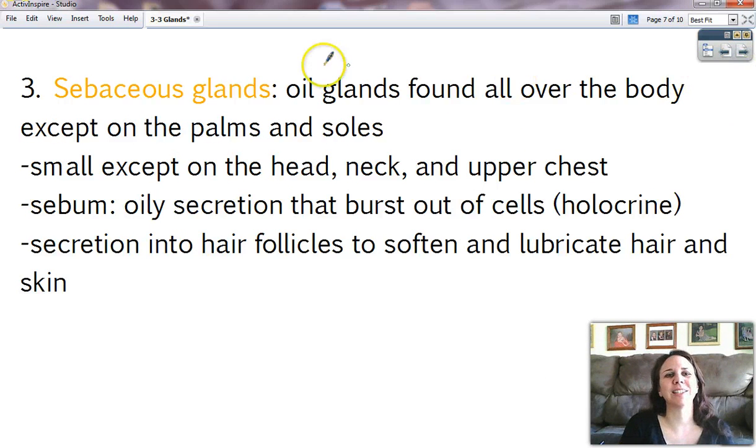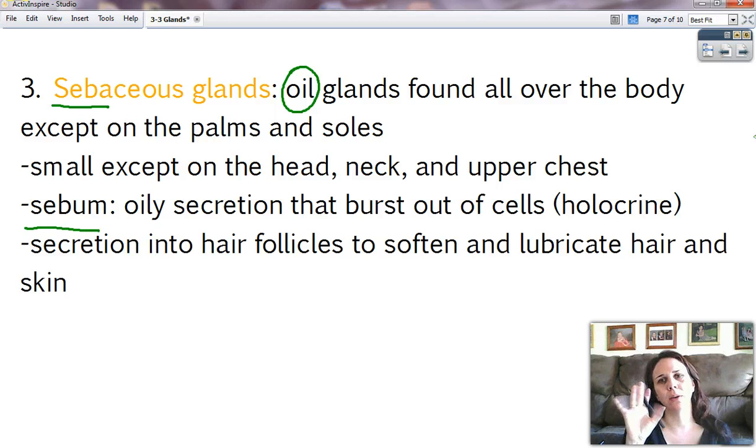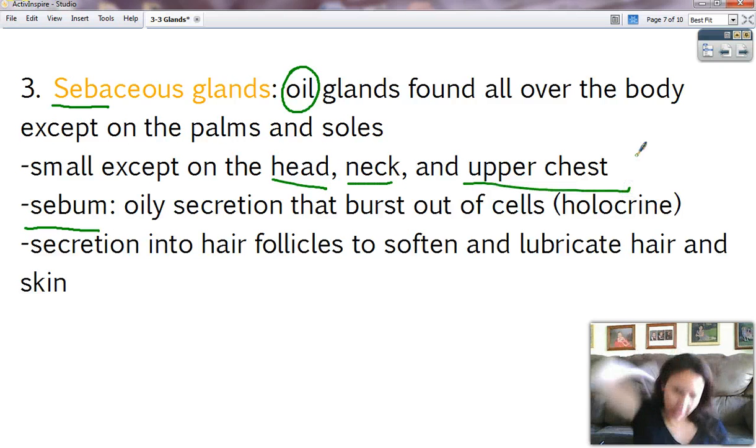Okay, third type of gland is a sebaceous gland. It produces something called sebum. Sebum is just a fancy name for oil. So the sebaceous gland kind of has the word sebum in there. These are oil glands. They're found all over your body except for the palms of your hands and the soles of your feet, because if they were oily, things would become slippery and you would drop things a lot. They're usually pretty small, except for your head, specifically your hair, your neck, right here, and your upper chest, here, and in the back. And your face as well.